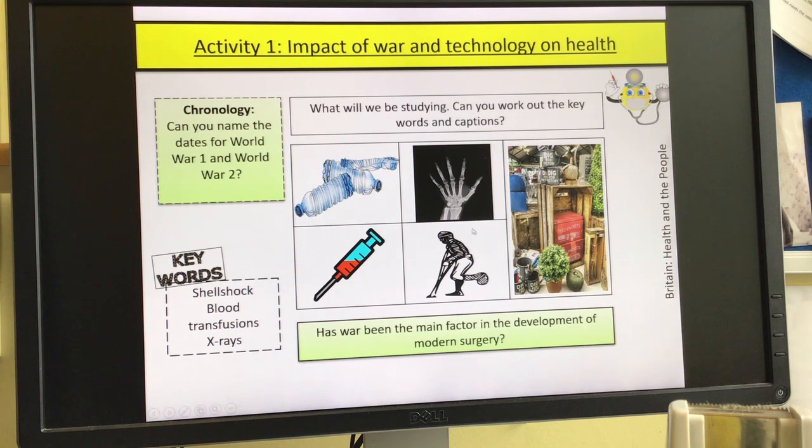This one here, which are leg splints to support people recovering from amputations. And then we have blood transfusions that are being developed.